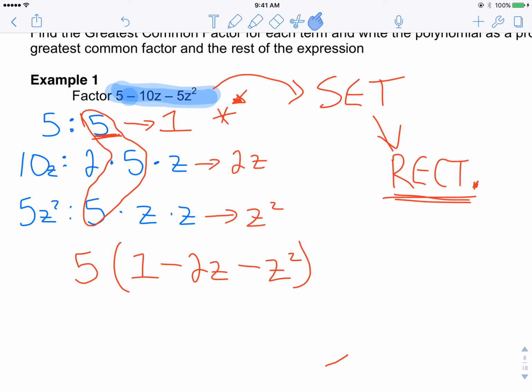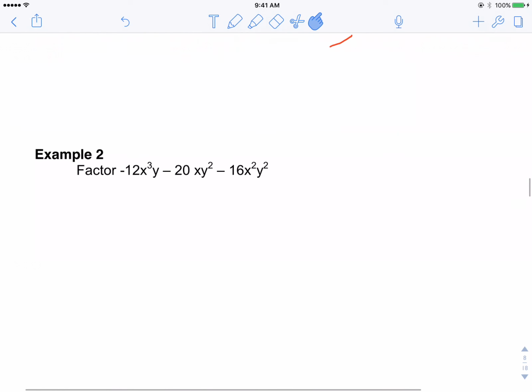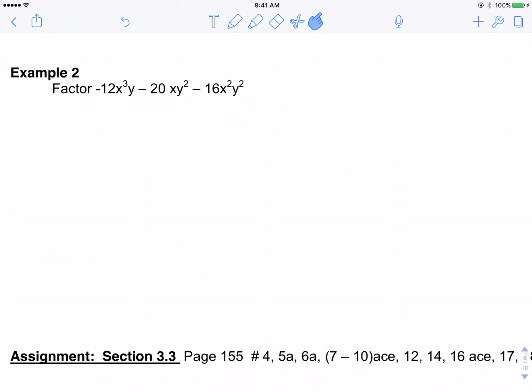Okay? So that's example 1. Example 2, when we return.